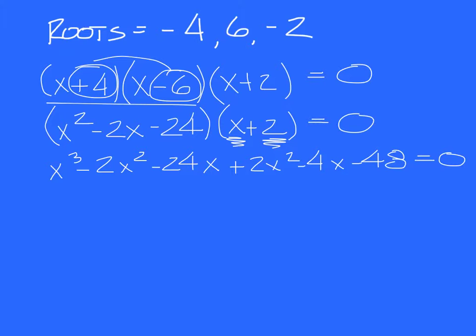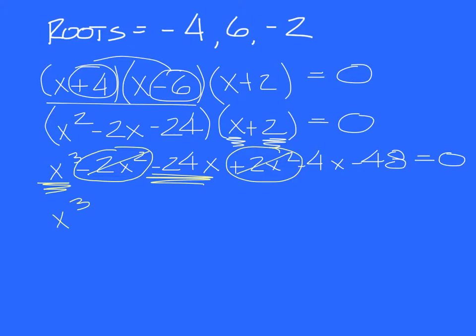If I simplify this, I have 1 x to the third, but I have negative 2x squared plus 2x squared. What happens to the x squares? They cancel and they're gone. Do not write 0x squared. That will be counted half off. Go to the x's, and we have negative 24x minus 4x is minus 28x, and then we'll have minus 48 to finish it off.